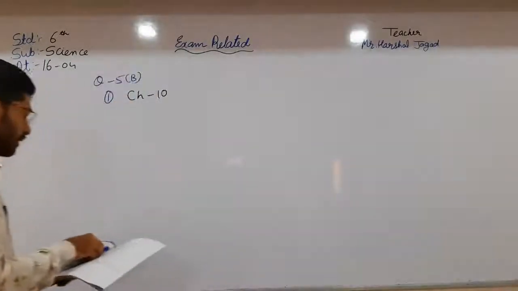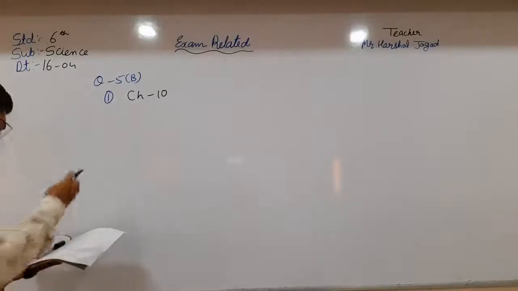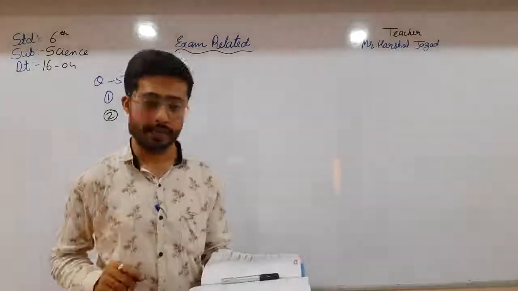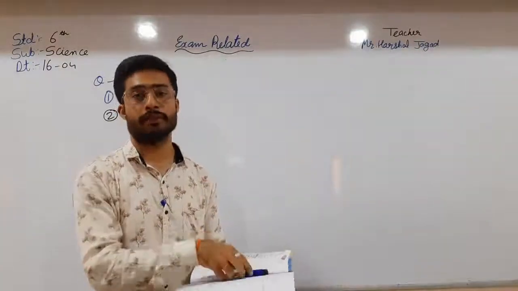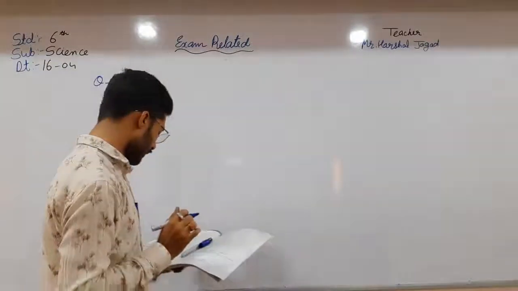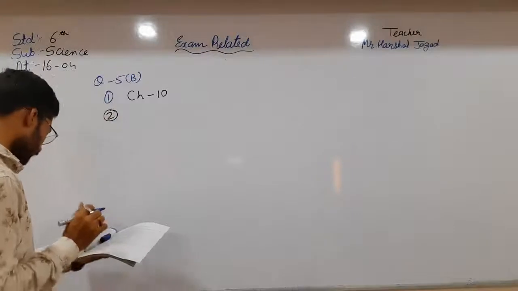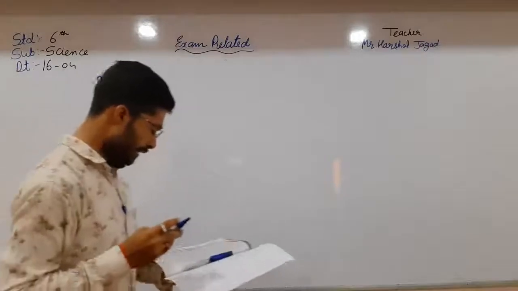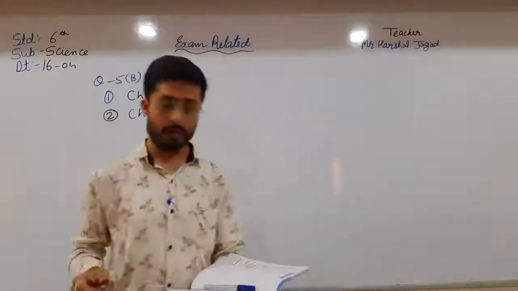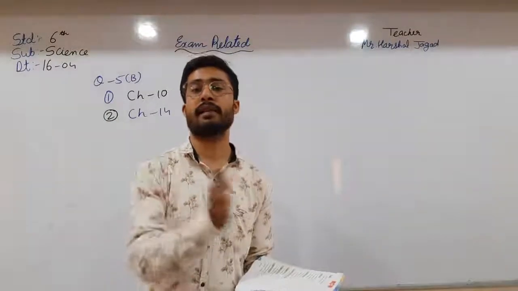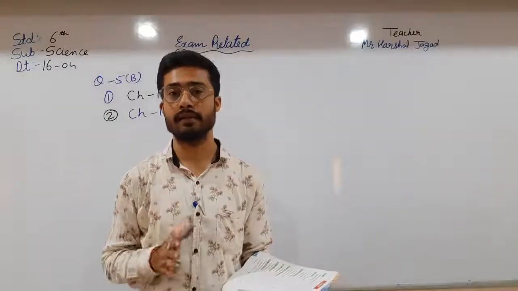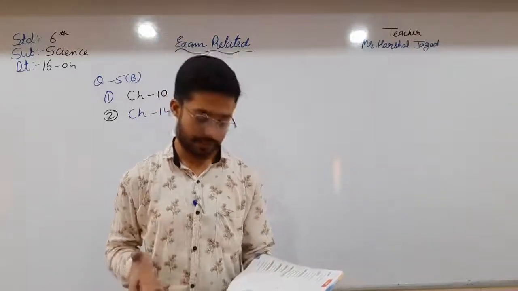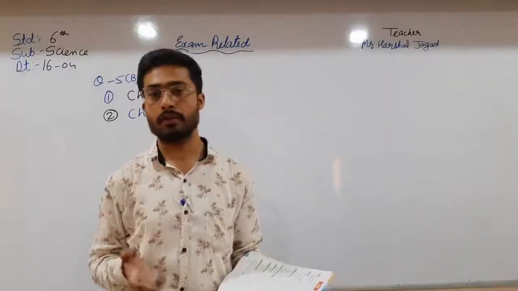And then, question number 2: what are conductors and what are insulators? Give 2 examples of each. That is from chapter number 14, electricity and circuits. Conductors are the things through which electricity can pass, and insulators are the things through which electricity cannot pass. And we have to give 2 examples of each that you know.